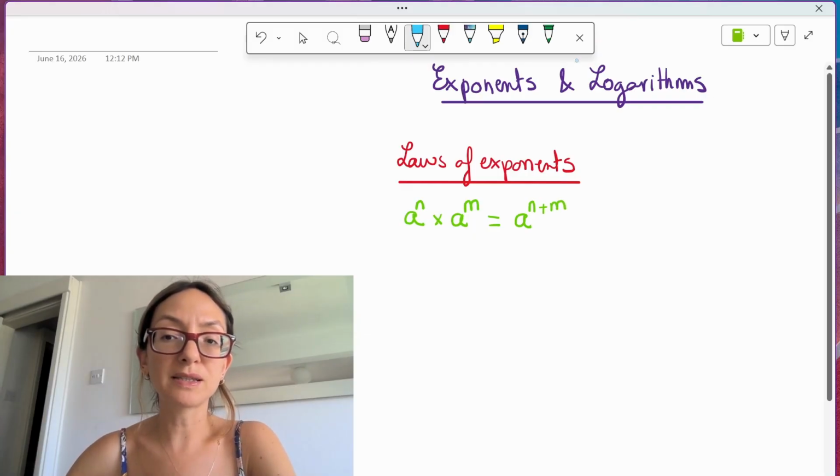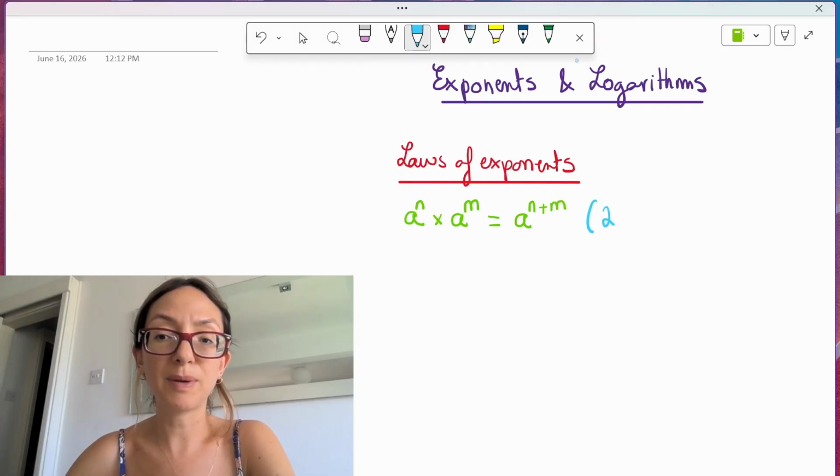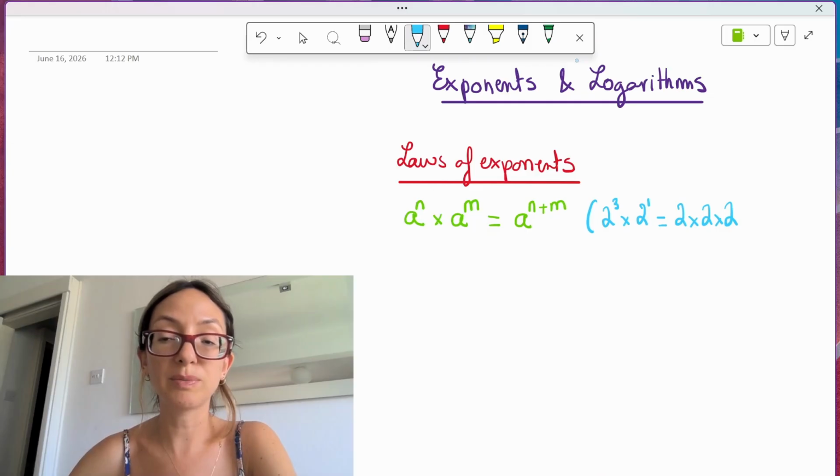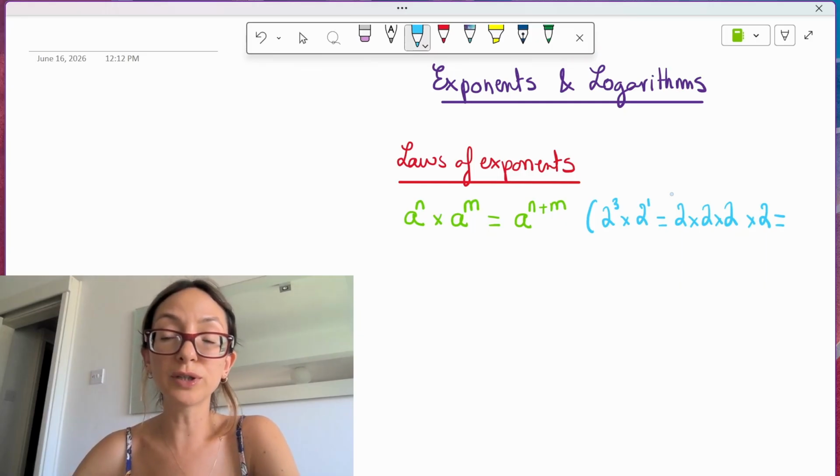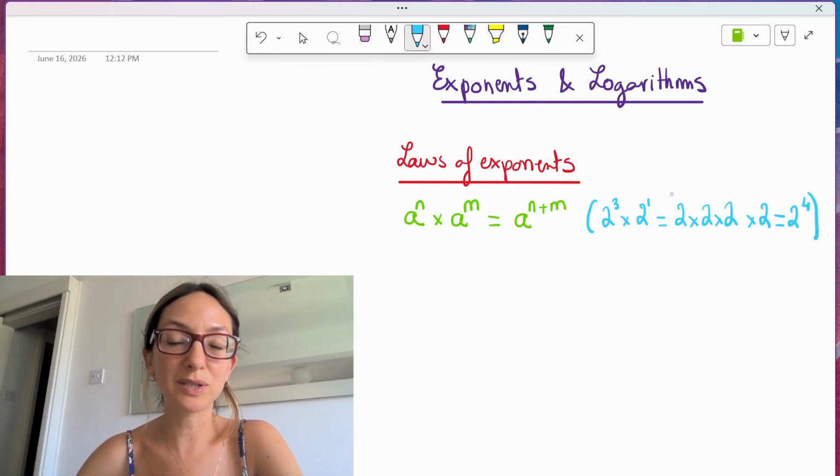This makes perfect sense if we take an example. Let's say 2 to the power of 3 times 2 to the power of 1, for example. If we expand that, so we have 2 times 2 times 2, that is 2 to the power of 3, and then times 2 to the power of 1, which is just 2. So in total, we are multiplying 2 4 times, so 2 to the power of 4. And hence, we add the powers.